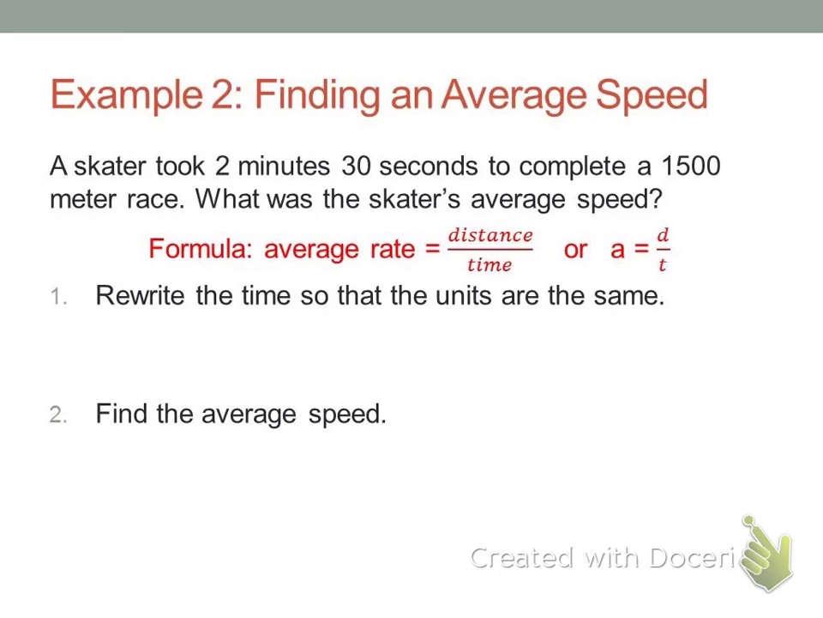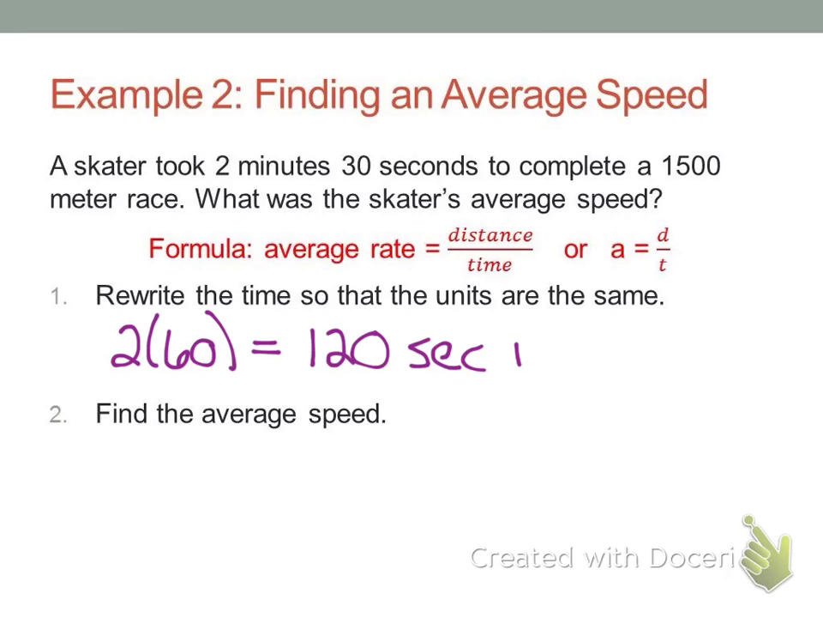Time has to be in the same unit. Let's read this. It says a skater took 2 minutes and 30 seconds. Is that in the same unit? No. So here's what you need to do. You need to convert it to the smaller of the 2 units. So which one is smaller, minutes or seconds? Seconds. How many seconds are in 2 minutes? 120. How'd you figure that out? 2 times 60 is 120. So that's my time.